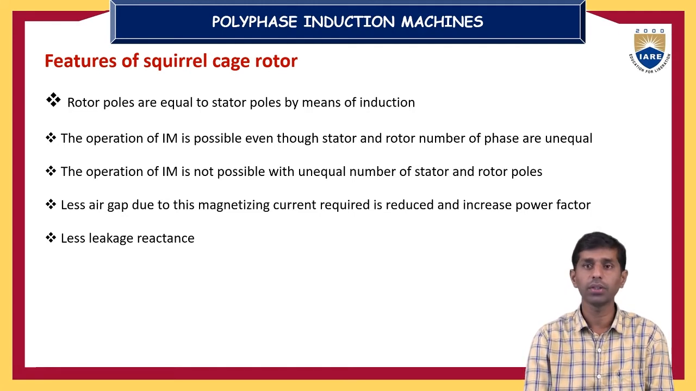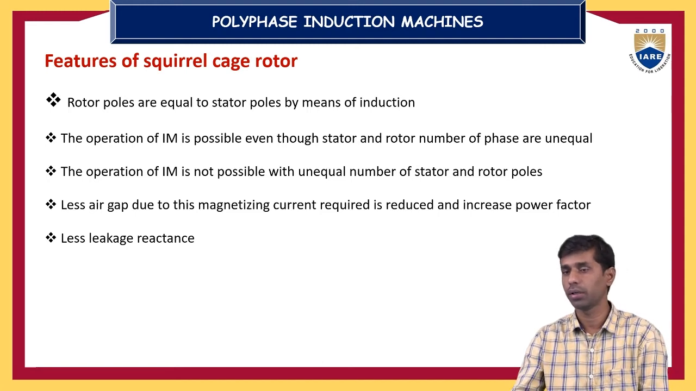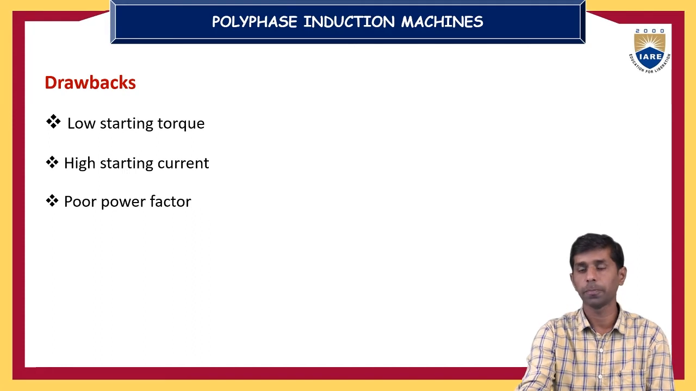And in the case of the squirrel cage rotor, the air gap between the stator and rotor is also less. So due to the less air gap, the magnetizing current required is less, and due to the low magnetizing current, the power factor increases, as well as the leakage reactance. There are definite drawbacks for a squirrel cage induction motor, that is a low starting torque, high starting current, and a poor power factor.